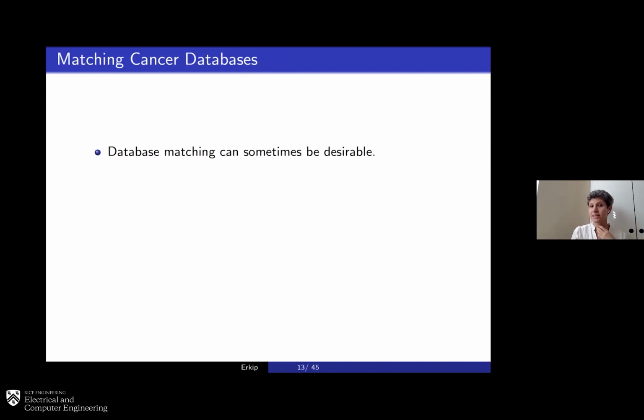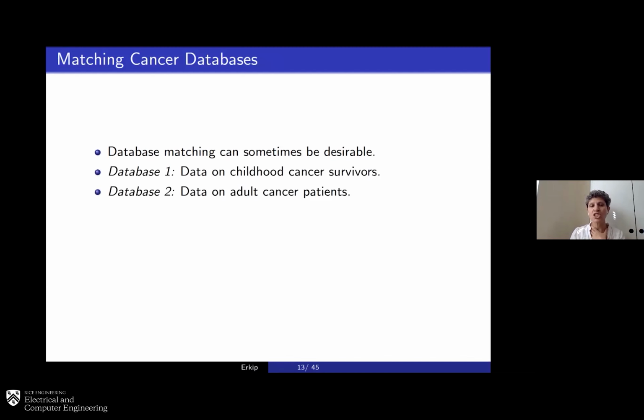You know, in which cases database matching could be desirable. So for example, imagine a database that consists of data on childhood cancer survivors, okay? Some of their treatments, their age, when they first had cancer, and so on and so forth.